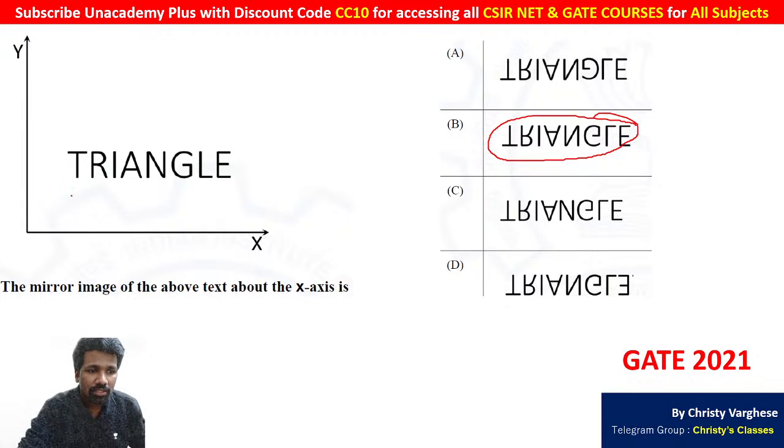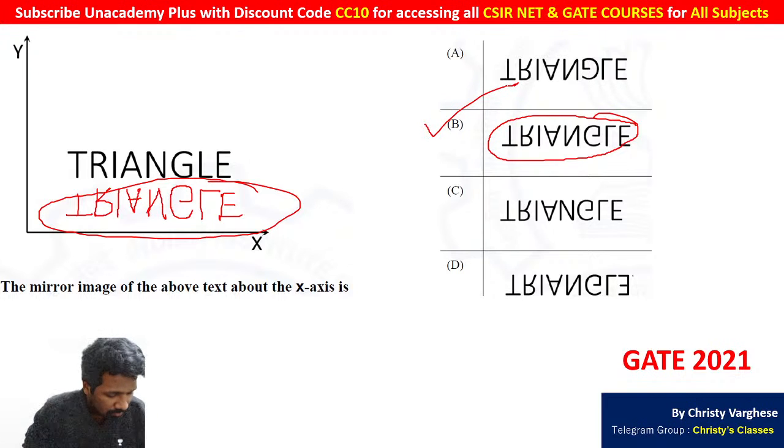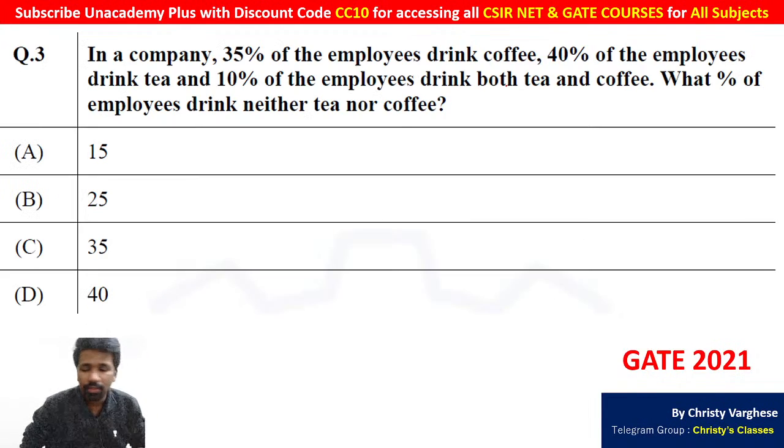All the cases you can see. Yeah, due to lack of time I am not drawing it. You can draw it upside down. When you draw it, it will be something like this. A will be something like this. N will be something like this. G will be like this, and L will be like this, and E will be like this. This will be the mirror image. So option B satisfies it. So option B is the answer. Let us go to the next question.